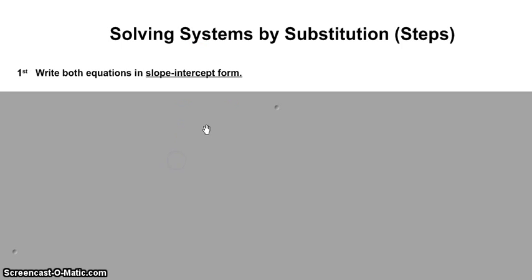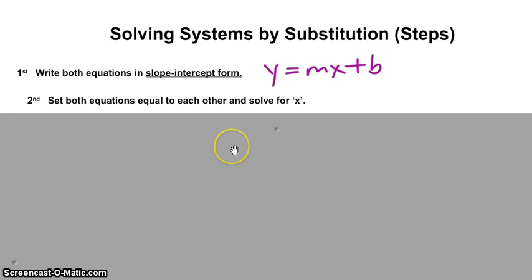And our first step is to write both equations in slope-intercept form. So we want to write the equations in y equals mx plus b, just like we did when we graphed them. Step number 2 is to set both equations equal to each other and solve for x.